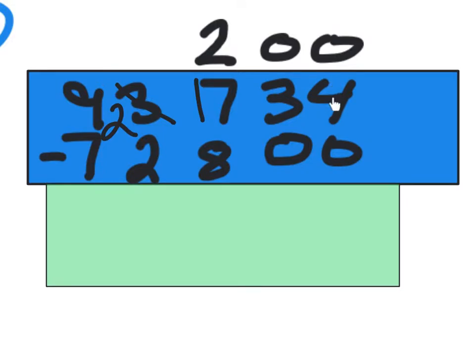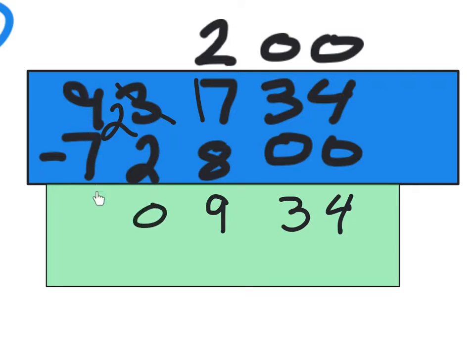And then 4 minus 0 is going to give me 4 right here. 3 minus 3, that's craziness. 3 minus 0 is 3. 17 minus 8 is going to give me 9. And then I've got 2 minus 2 is 0.